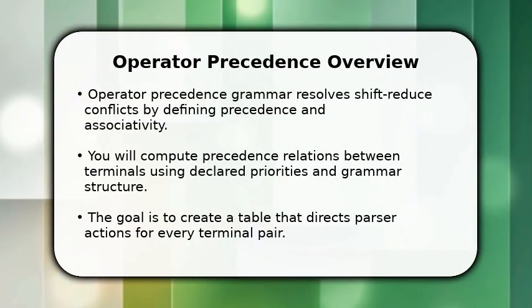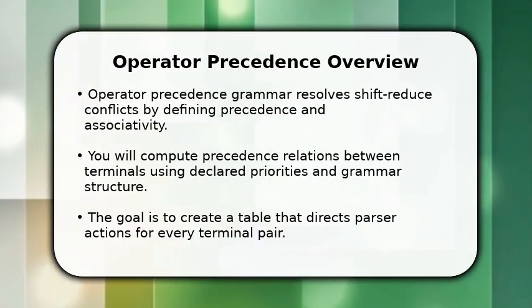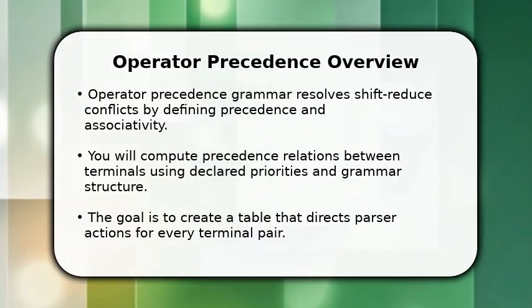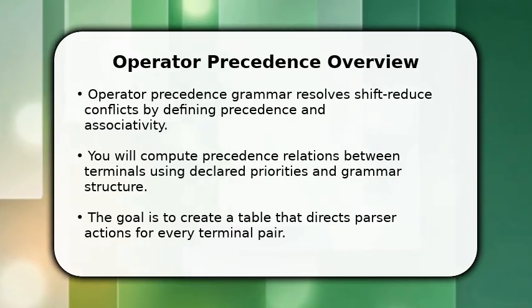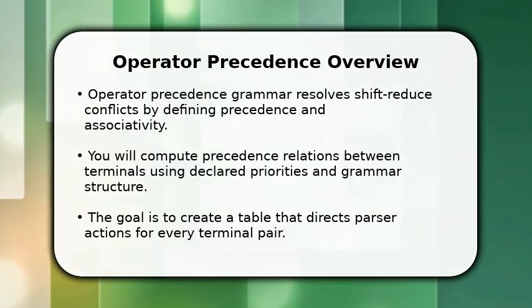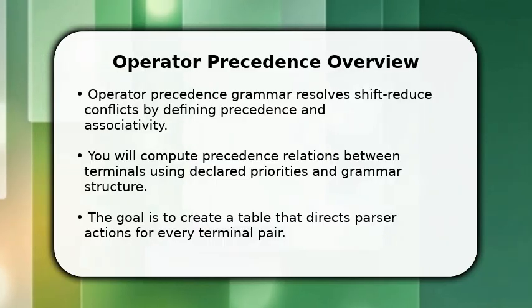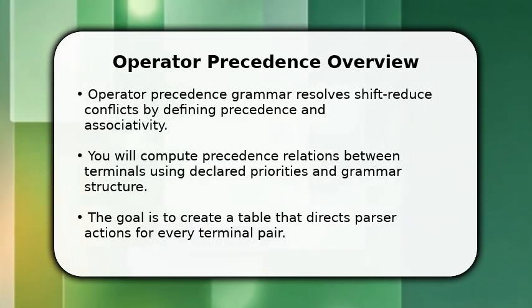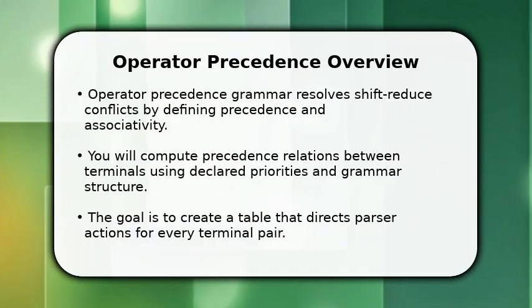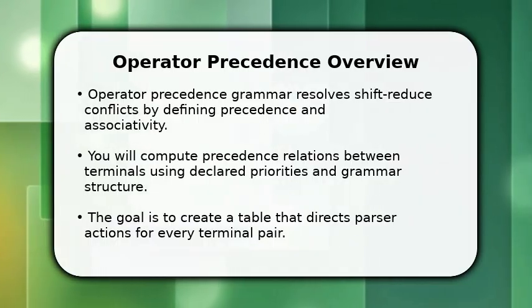Operator precedence grammar resolves shift-reduce conflicts by defining precedence and associativity. This approach assigns numeric or relative priorities to operators and tokens. You will compute precedence relations between terminals using declared priorities and grammar structure.